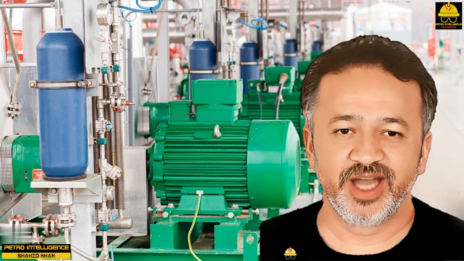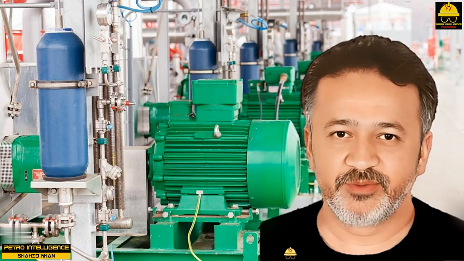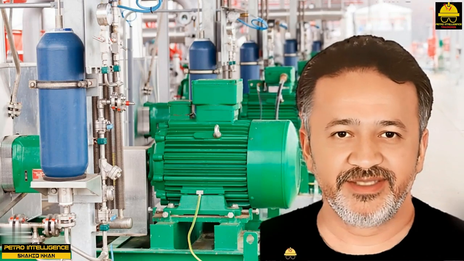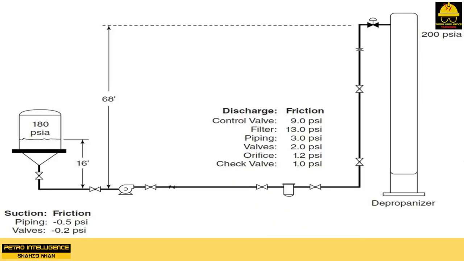Determining differential head. A centrifugal pump requires a certain amount of back pressure, differential head, in order to operate efficiently. The following exercise should illustrate the relationship between NPSH and the required differential head. It will also illustrate how piping changes and equipment modifications will affect the operation of a pump.